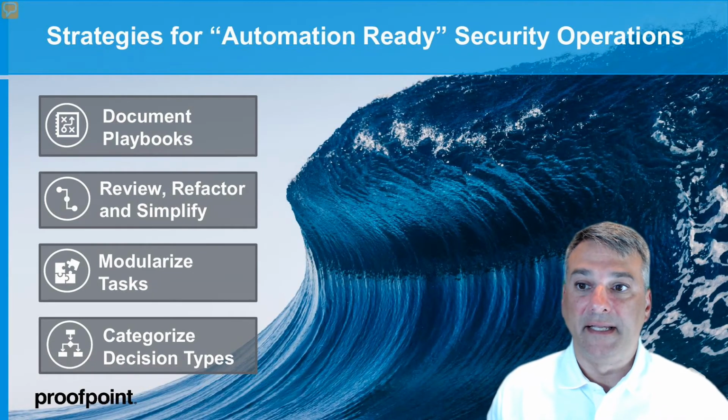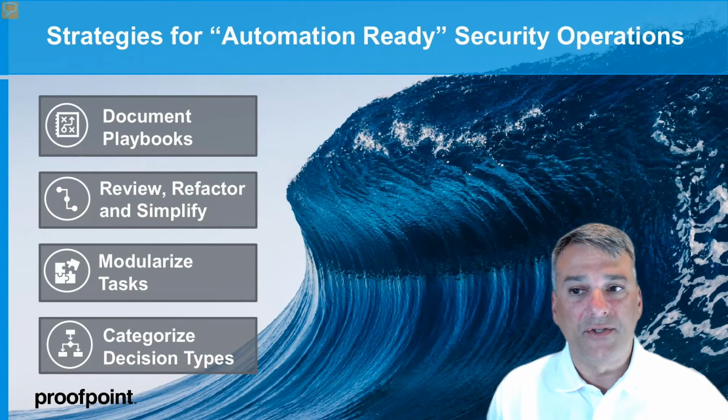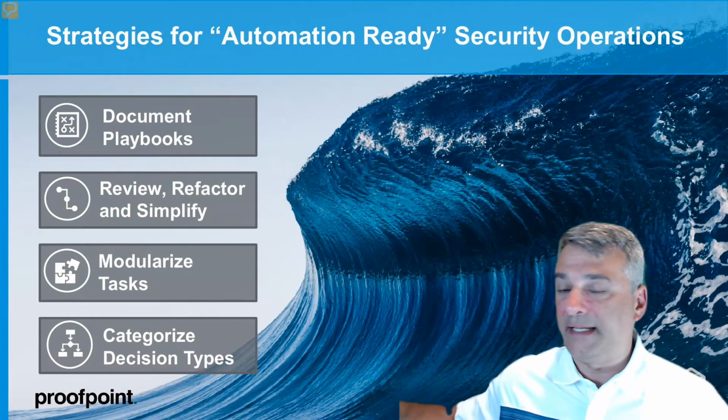Finally, we have to look at the decisions that are being made from these playbooks and define them into three different categories. What decisions need no oversight? What decisions need human oversight? And what decisions need human intervention? So that way we have an idea of the impact or risk that every decision being automated is making.